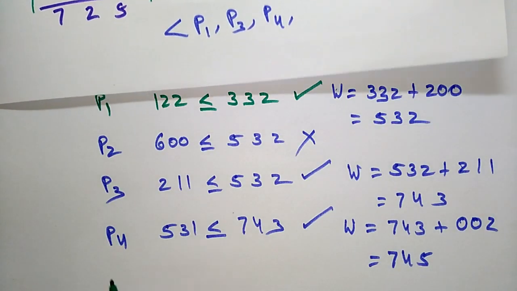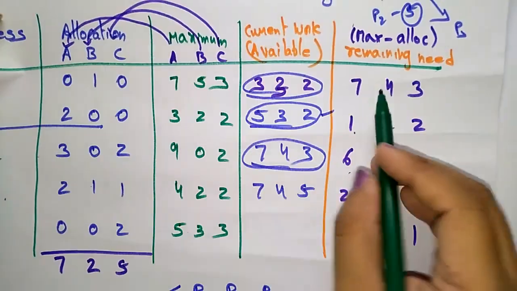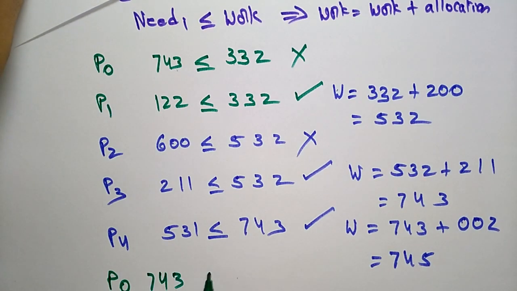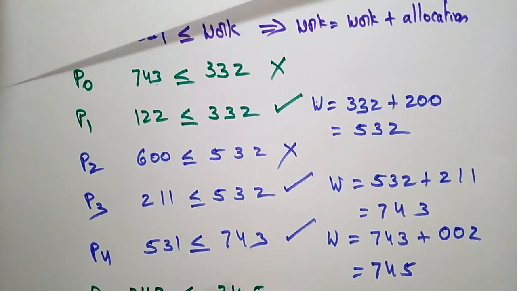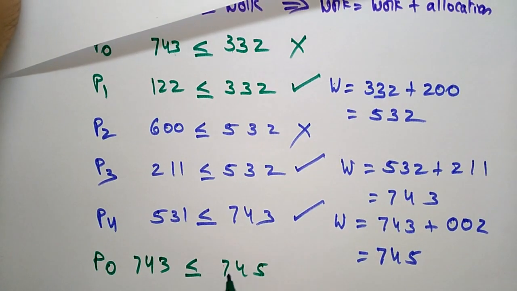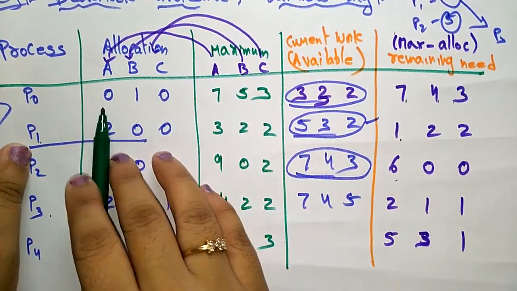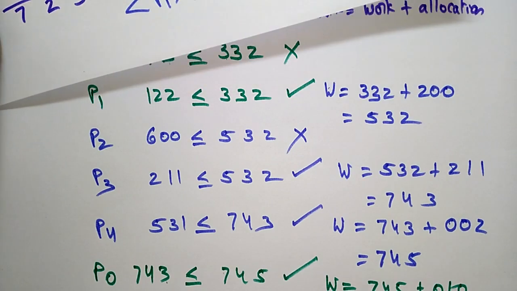Now check P0. The need of P0 is 743. Now I have to check the need: 743 is less than or equal to the current work, which is 745. Check: 7 is less than or equal to 7, satisfied. 4 is less than or equal to 4, satisfied. 3 is less than or equal to 5, satisfied. So now calculate the work. Work is equal to the current work 745 plus the allocation for P0. What is the allocation for P0? 010, so I have to add that. So in total you will get 755.